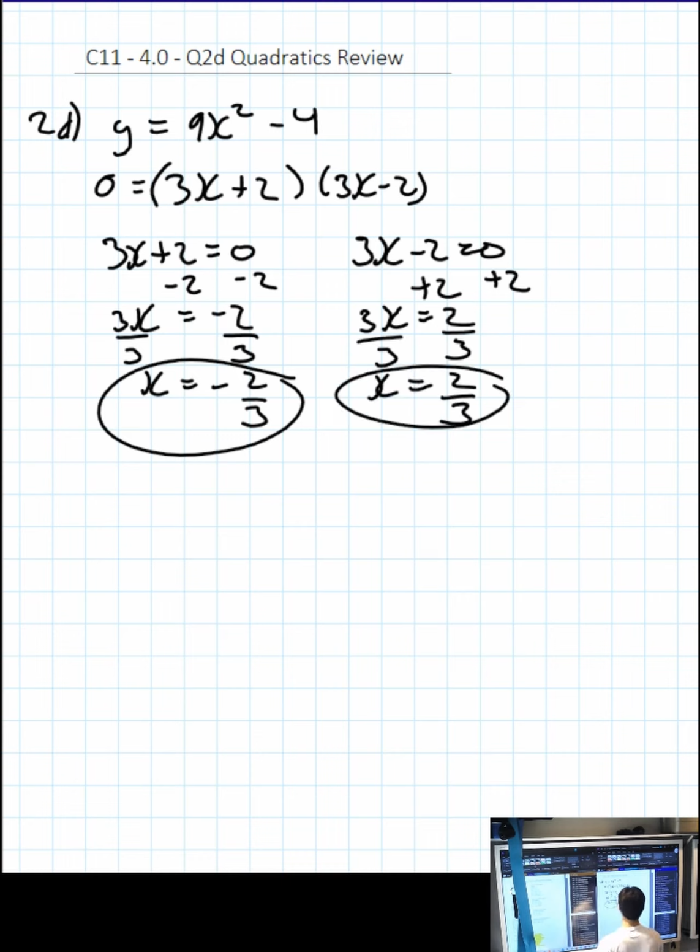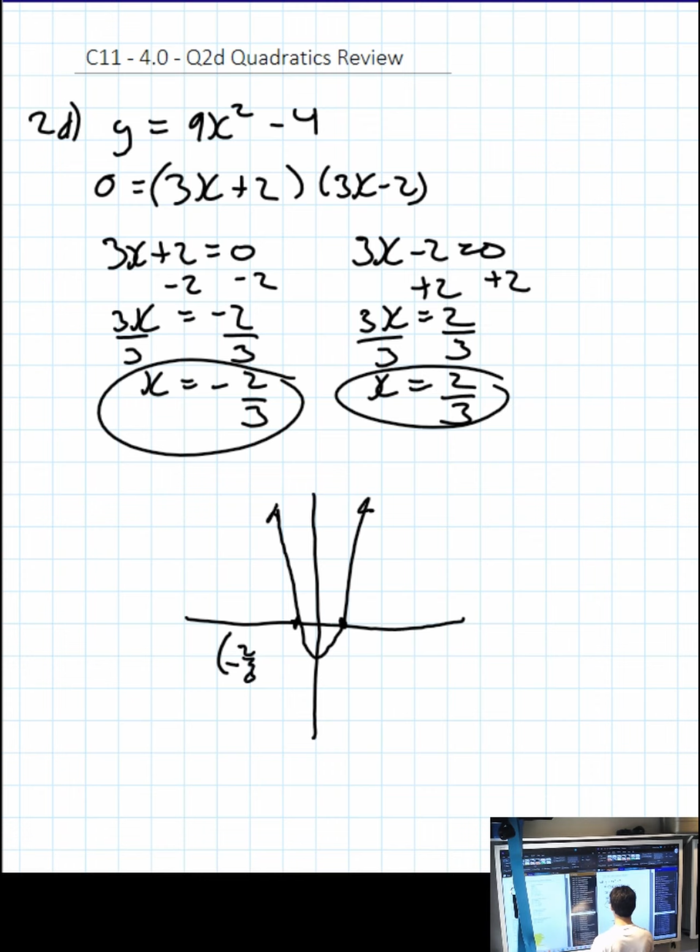So if we draw a graph down below, we can put our x-intercepts at negative 0.66 and positive 0.66. And then just draw a parabola through it. Again, remember, we don't care about what the rest of it is. Let's label our x-intercepts. So open bracket, negative 2/3, comma 0, and 2/3, comma 0. We could find the vertex or the y-intercept, but we're just not concerned with that, as we did so much of it in the last chapter.